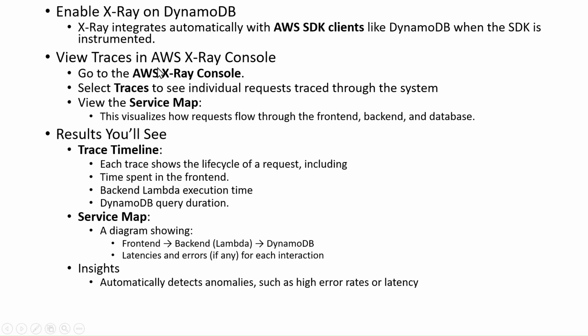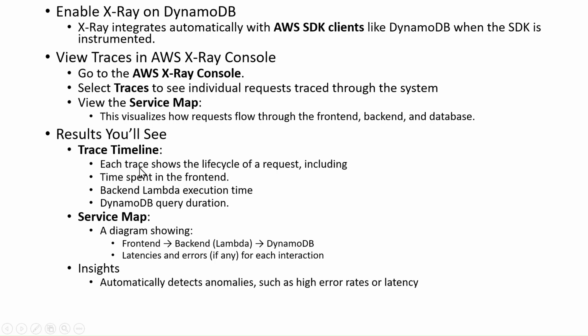So, view trace in the AWS X-ray console. Once you navigate to the AWS X-ray console, select trace to see an individual request. If you want to see everything individually, you can go with trace, or view the service map, which shows visually how a request flows through the front end, back end, as well as the database. If you want to see things visually, go with the service map, or if you want to track the request individually, go with the trace. And the result will look something like this.